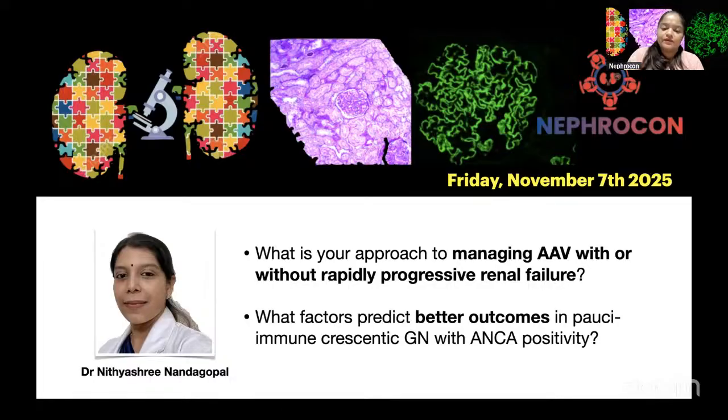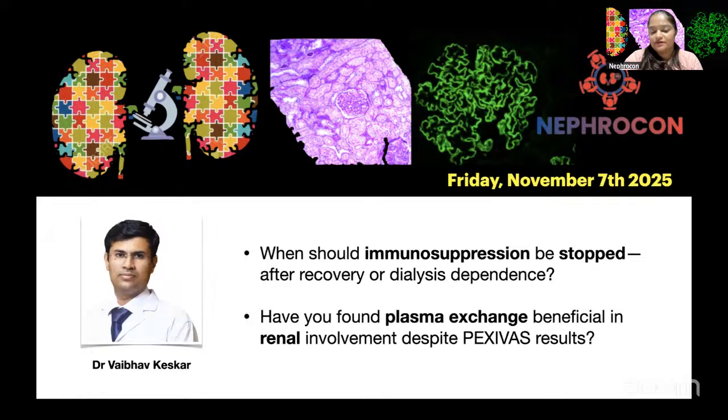Right. I'd like your inputs on this question also, but I'd like to ask Dr. Weber first. Have you found plasma exchange beneficial in only cases with renal involvement, despite the PEXIVAS results, where they do not advocate doing plasma exchange with ANCA vasculitis limited to kidney disease?